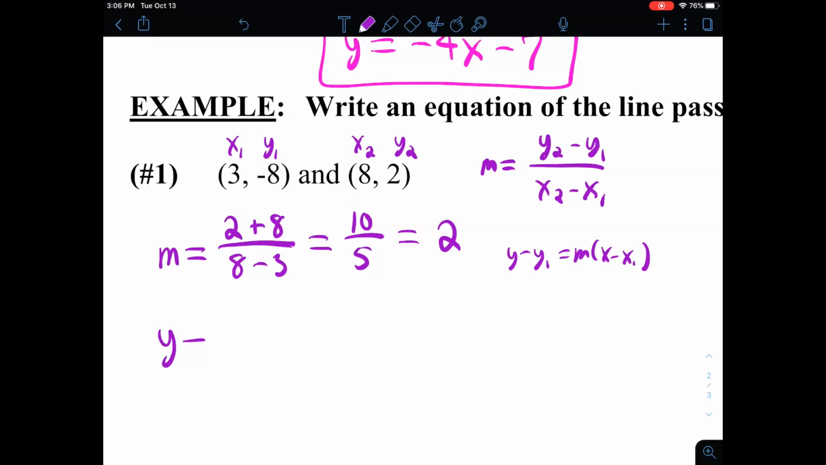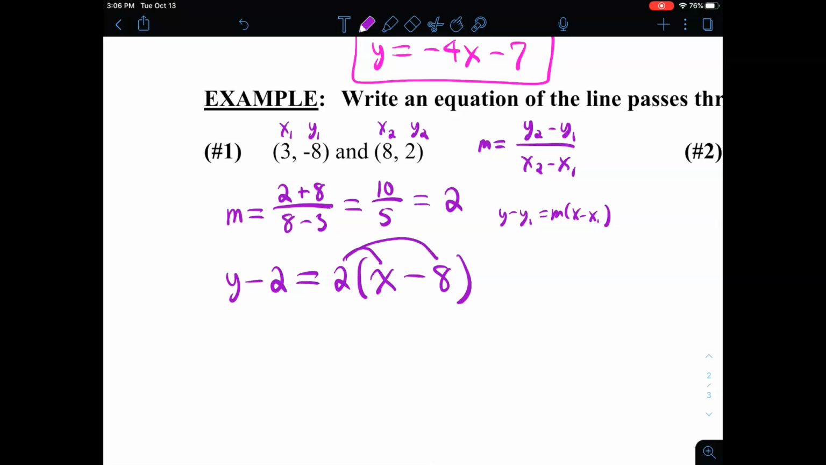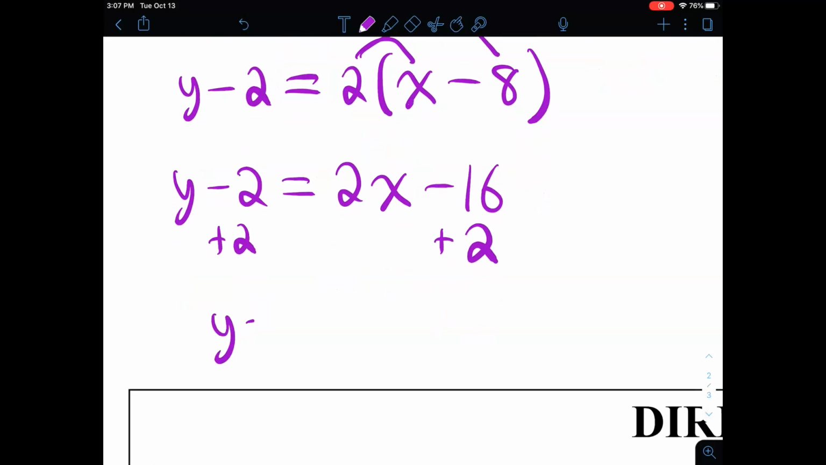So y minus y1, I'm going to stick with the point 2, is y minus 2 equals m, which is 2. That was our slope right here. And then we have x minus x1, which is going to be 8. Okay? So now we're going to distribute like we usually do to get y by itself. Got to distribute first to simplify. 2 times x is going to be 2x. 2 times negative 8 is negative 16. Last step to solve for y is to add 2. So y is going to equal 2x, and then negative 16 plus 2 is negative 14.